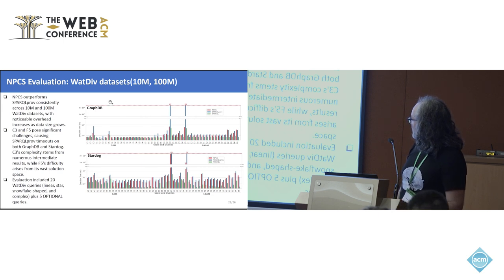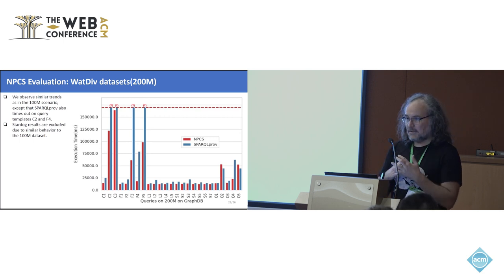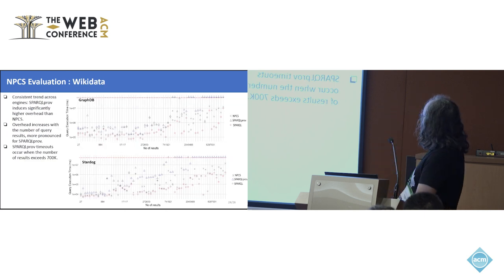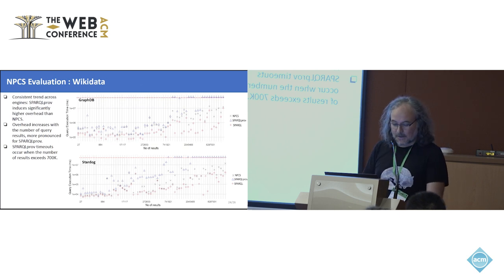Then we use GraphDB and Stardog. We see the same results, and then we enlarged the data to see what happened, and here we got more timeouts and a bigger difference. So then we conclude that this post-processing impacts the results a lot, and we did similar research over Wikidata with the Wikidata benchmark, and we also obtained the same result, that SPARQL prov is slower than the new solution.